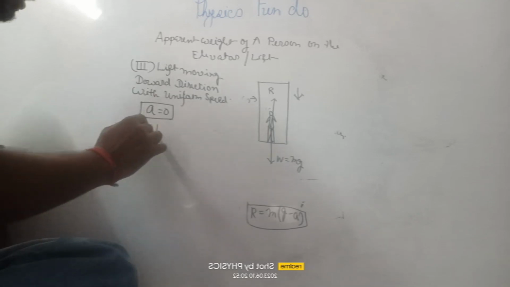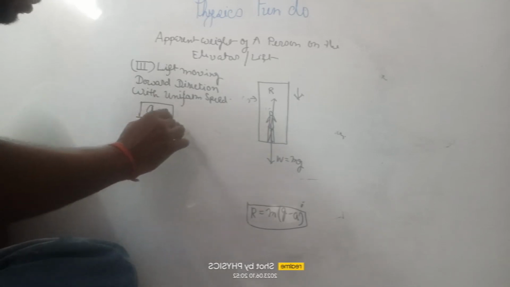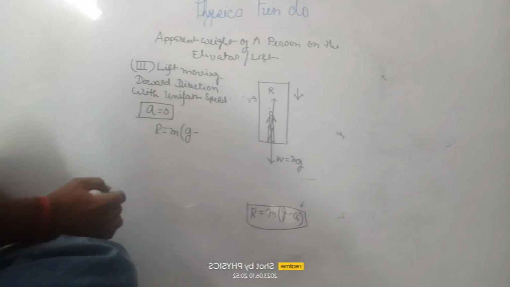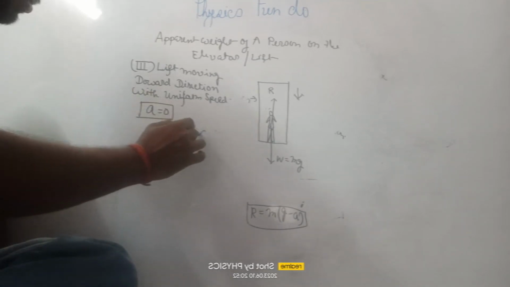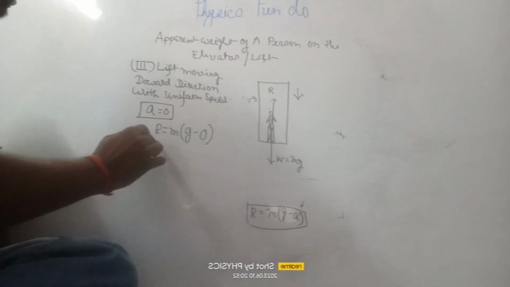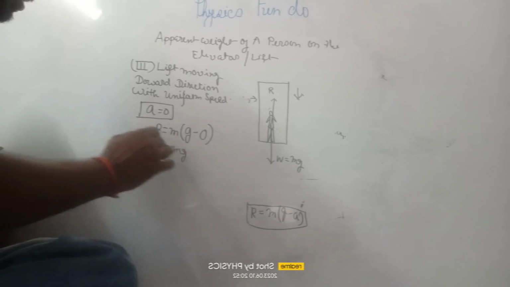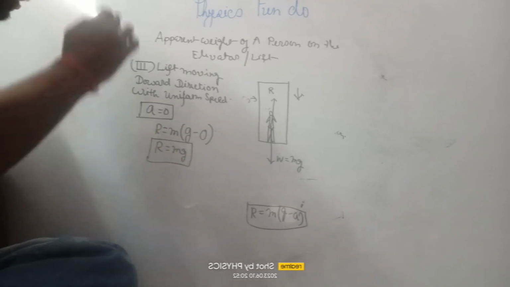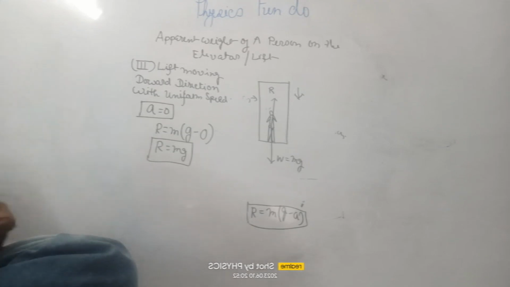Now we know that R equals m into (g minus a). As there is acceleration 0, so putting 0, that is R equals mg. Reactional force is equal to the weight of the person.